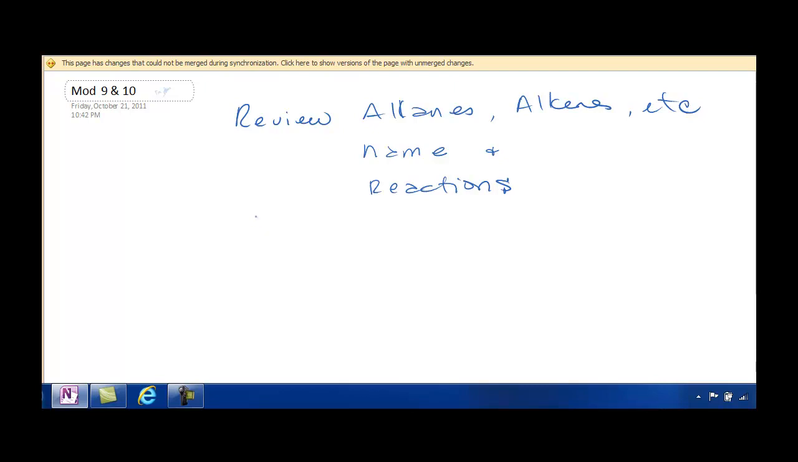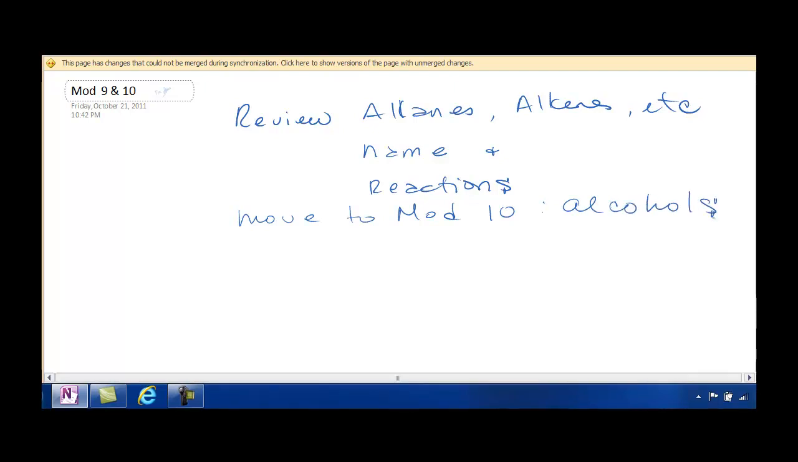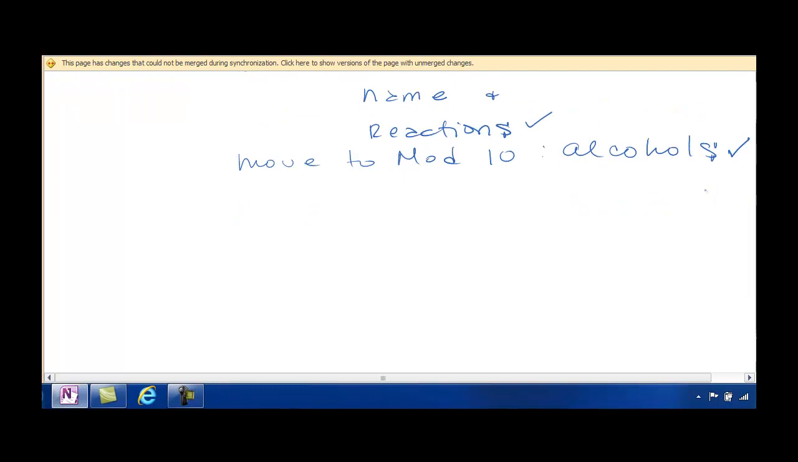And then maybe we will move on to Module 10, sorry, which is alcohols. Not necessarily in that order. I'll look at your faces, and if we're ready for reactions, then I'll move on to there. Some people think that naming alcohols is easier than reactions, so we'll see how it goes.